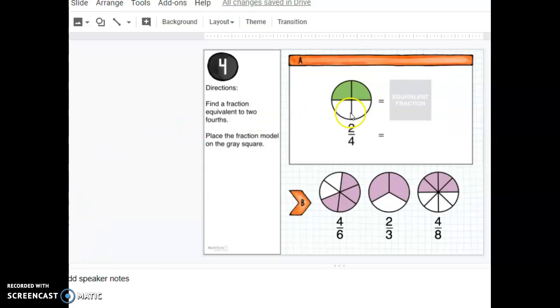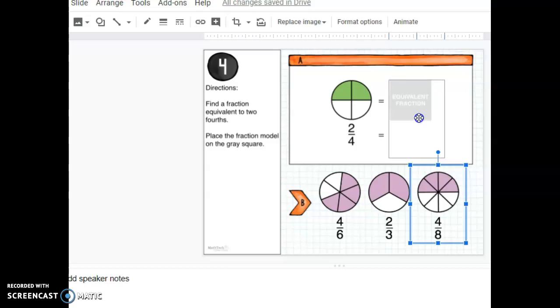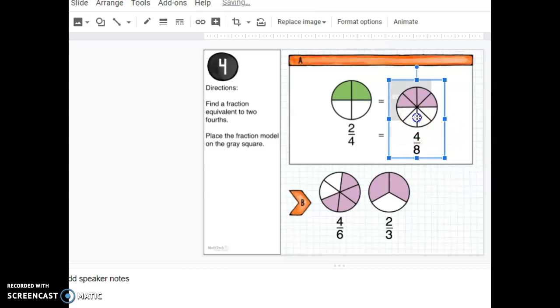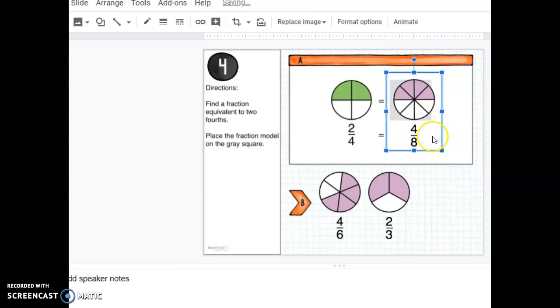Number 4. Find a fraction equivalent to 2/4. Well, I know 2/4, if I look at the picture, half is filled in. So down here, find a picture where half is filled in, right here. And if I don't want to use the picture and use the numbers, what's 2 times 2? 4. What's 4 times 2? 8. Another way to check it.